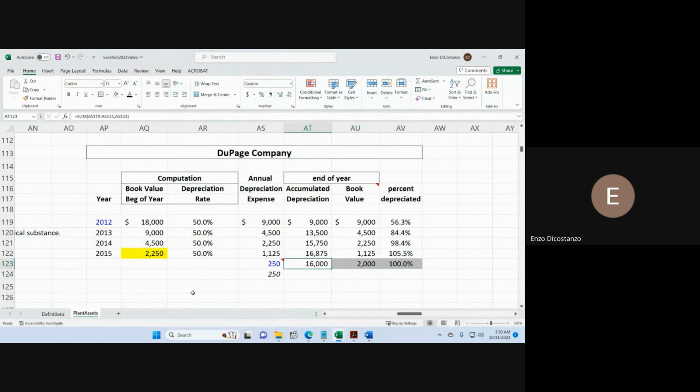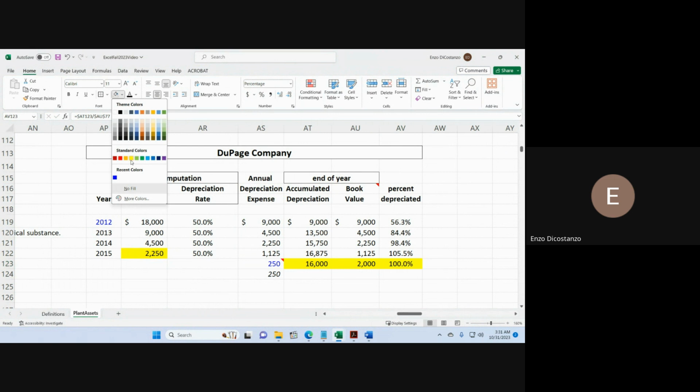So let's go through what happened here. The first 3 years were okay of depreciation. Last year you're over by about 800 and a little bit. So that really needed to be 250, and not 1,125. So that got you to the accumulated depreciation of 16,000, right? Which got you to your 2,000 here, which is what you were after. And now you have 100%. Okay, see how that worked?